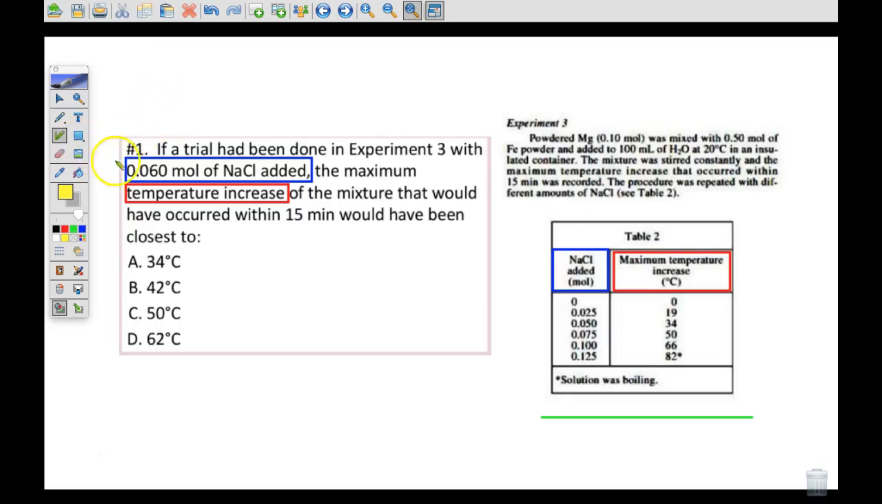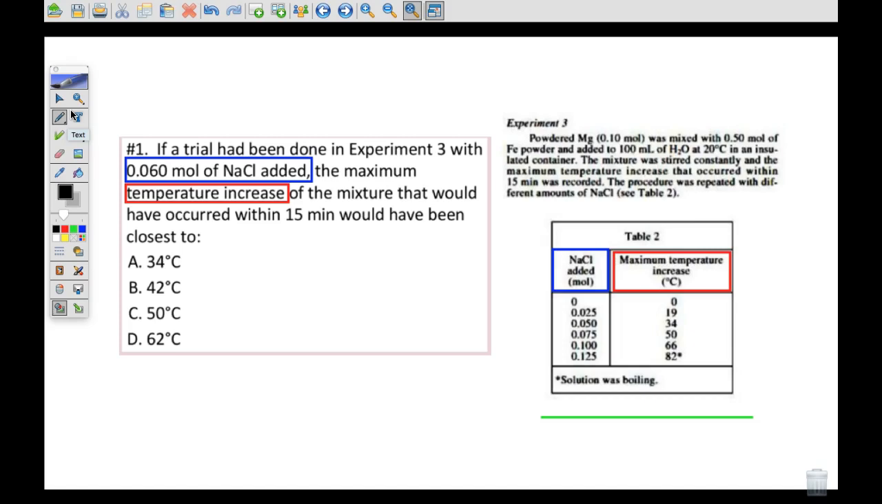In our first question, it asks, if a trial had been done in experiment 3 with 0.06 moles of NaCl added, the maximum temperature increase of the mixture that would have occurred within 15 minutes would have been closest to what? So, to be really honest, the ACT doesn't really care about what science you've taken so far.